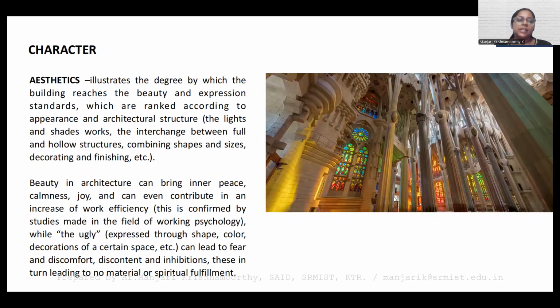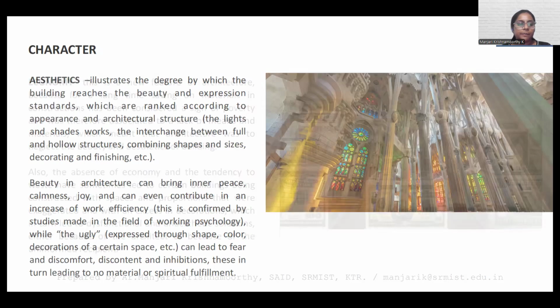Aesthetics. So we have discussed much about aesthetics, which is also the highness of how beauty and expression standards can be done. So this is an example of Antonio Gaudi's buildings, where he is always talking about the calmness and joy that you can see, but also the complexity of the structure, like how he takes inspiration from the human body, and how bones and skeletons can be transformed, which is the inspiration of true nature, which has been expressed in its own way, where you can see shape, color, and decorations of certain spaces.